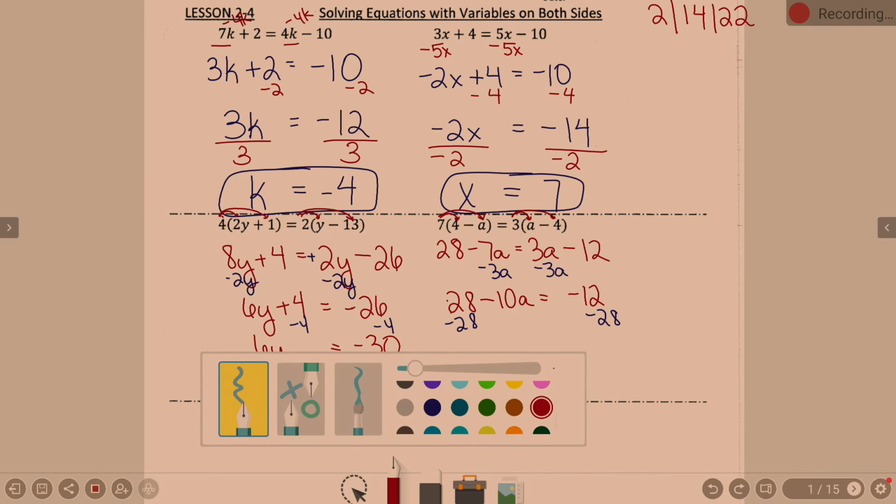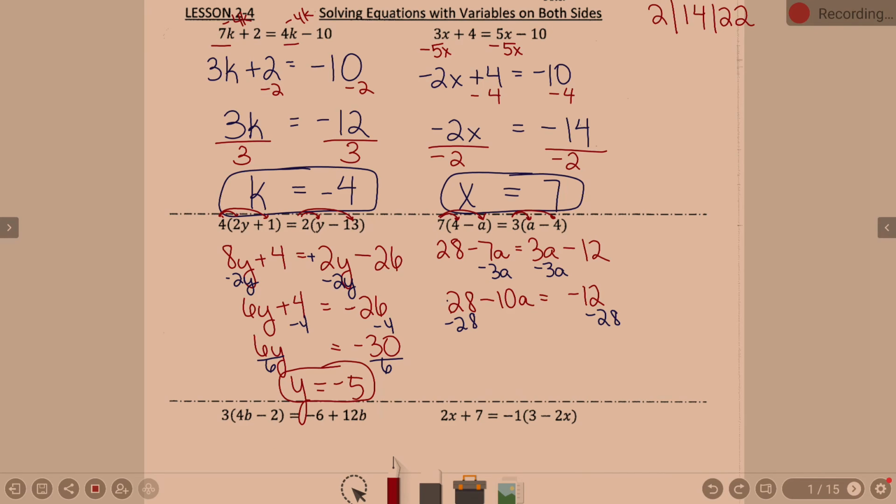12. The 28's cancel. That's going to be negative 16. I disagree. How do you disagree? Negative 12 minus 28. Oh, well, it's negative 40. Negative 12 minus 28. Negative 40. Yeah.